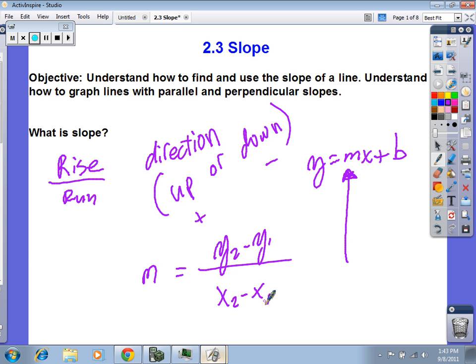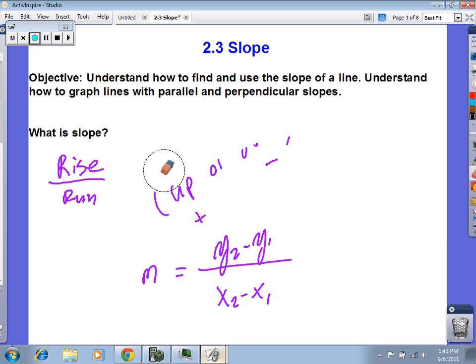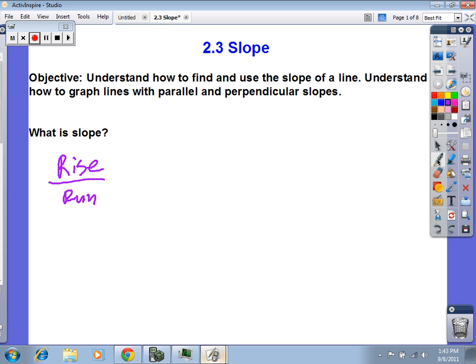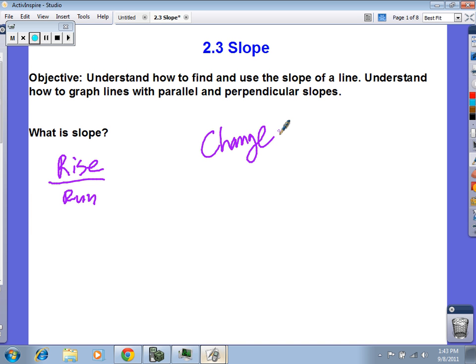What else do we know about slope? I have to erase some of this stuff. Slope. Write this down. Slope is change. Slope is change. That's how fast something changes. And it can change in a positive direction or a negative direction. Your bank account can grow or it can shrink. It can grow fast or it can grow slow. So the change is what we're talking about.